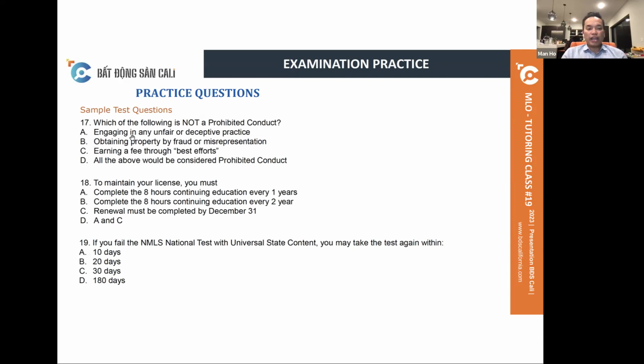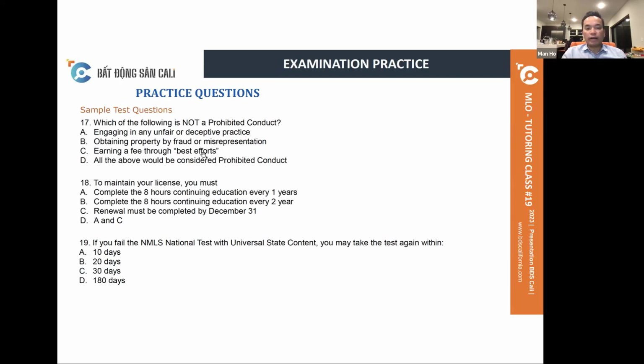Okay, A, engaging in any unfair or deceptive practice. Is that prohibited? Unfair or deceptive. Okay, obtaining a property by fraud and misrepresentation. Is that prohibited? Earning a fee through best efforts. Okay, you get compensation for doing a good job. Okay, all of the above would be considered prohibited conduct.